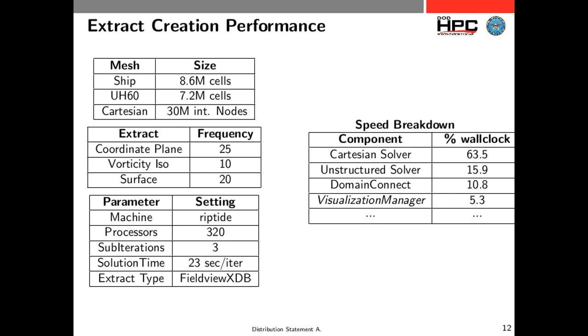In terms of performance, the Cartesian solver was taking about 63% of the wall clock time, the unstructured solver 15%, and creating these extracts about 5%. That's maybe a little higher than when we normally write viz files out, because in this case you're doing the calculations to create ISO surfaces, collecting them on a single processor and writing them out. But a 5% overhead was pretty reasonable, and we've made some improvements since then to get even better.